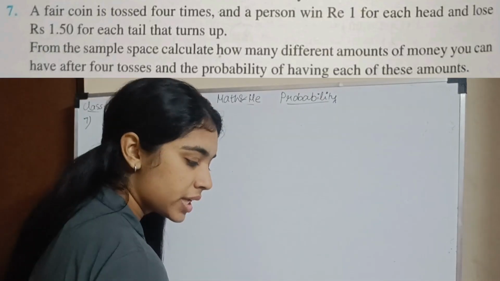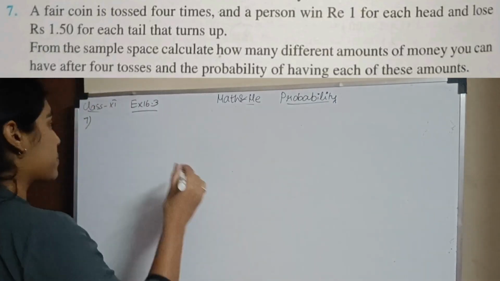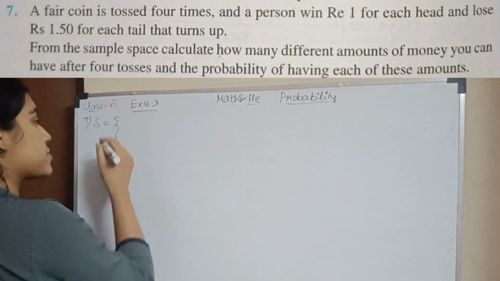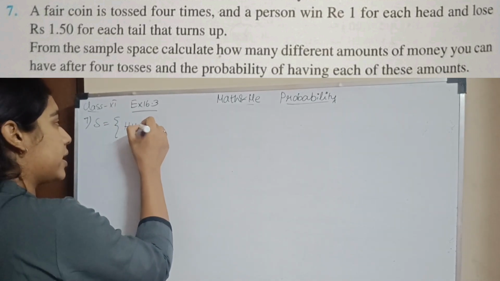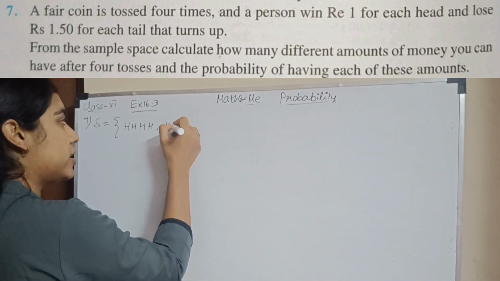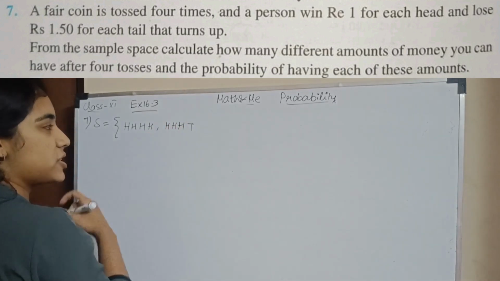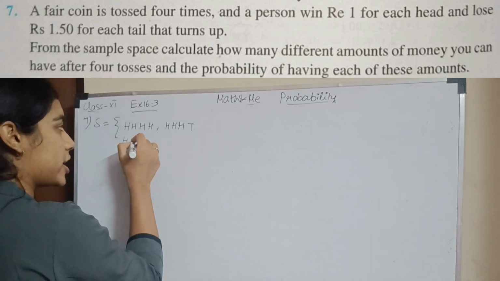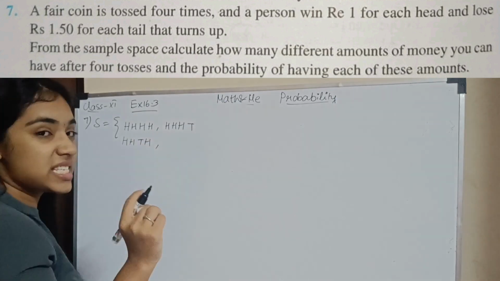Question number 7. A fair coin is tossed 4 times. So how will the sample space look? 4 times. So the first time you can get head, head, head, head. And then you can get head, head, head, tail. Once place changed. Now the tens place. So H, H, T, H. This is just an easy way of writing.